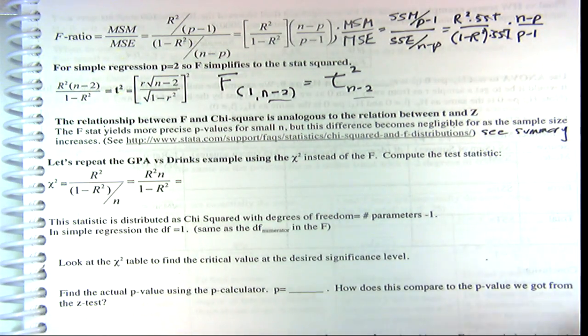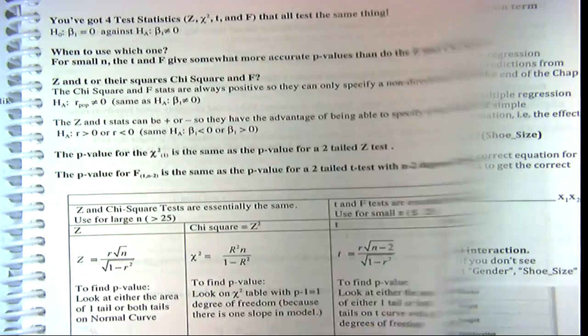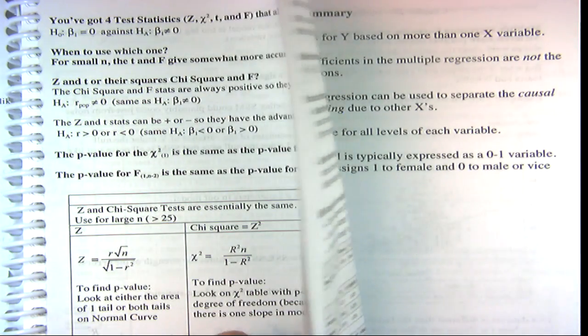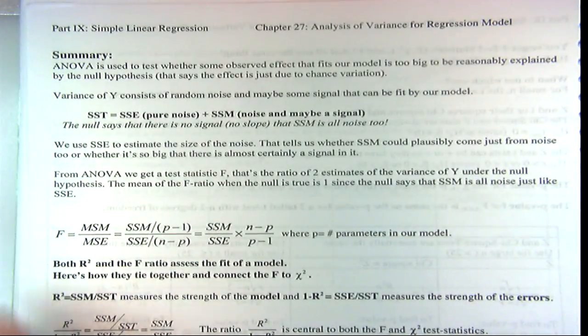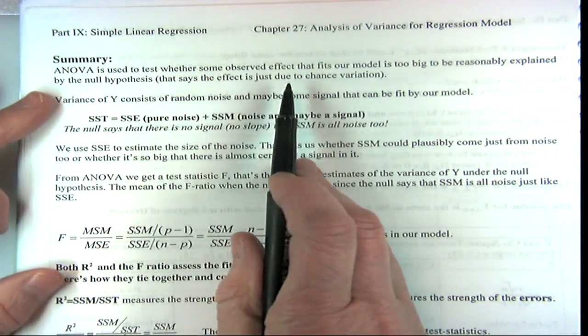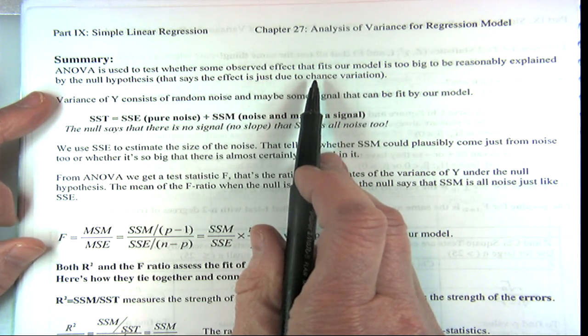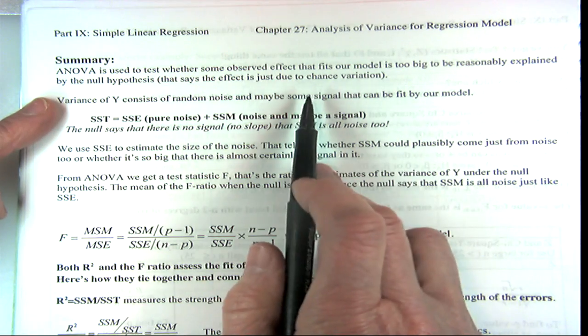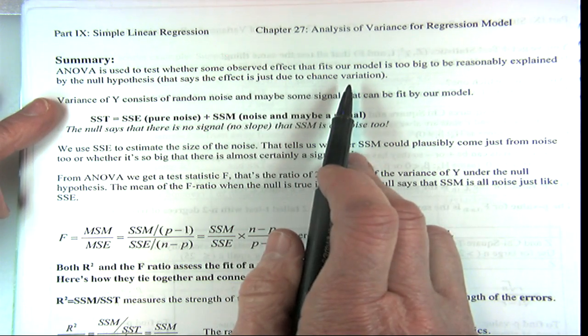All right, so let's go to the summary that I wrote. I think it's a good time to look at this relationship, to sort of summarize what we've been doing here and to understand it. So let's go to page 133 and look at this. What are we doing here? This ANOVA is used to test whether some observed effect that fits our model is too big to be reasonably explained by the null that says the effect is just due to chance.